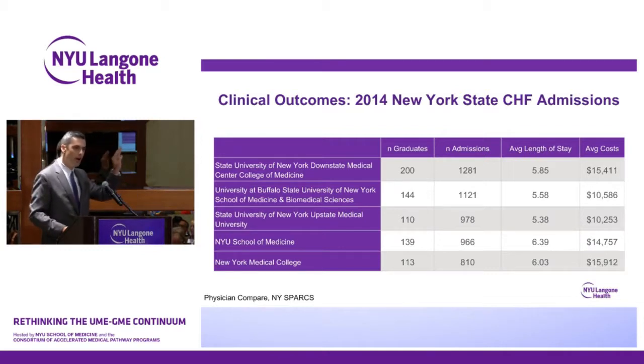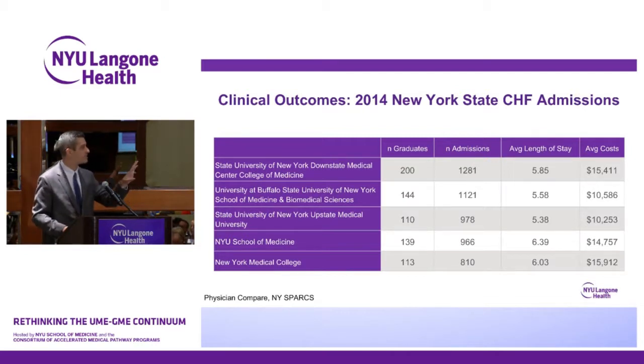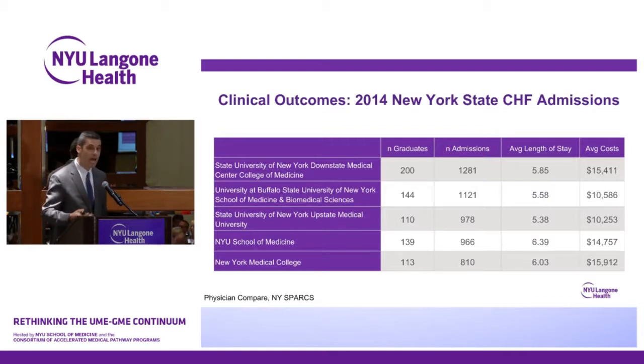And I took a look at all of the patients who were admitted to the hospital in 2014 for CHF in New York, about 55,000 admissions, and looked at which medical school the attendings went to by most common medical school. So no surprise that the New York medical schools are producing the doctors who take care of the patients here in New York. But isn't it fascinating that we can, using these public data, look at the number of graduates, the number of admissions, the differences in average length of stay by physician, and the differences in average costs?